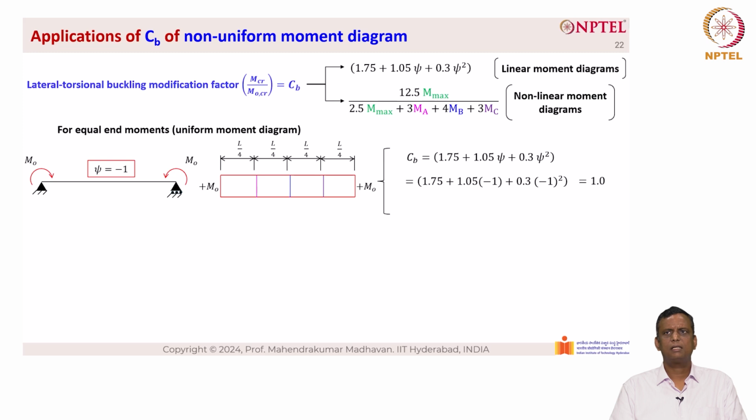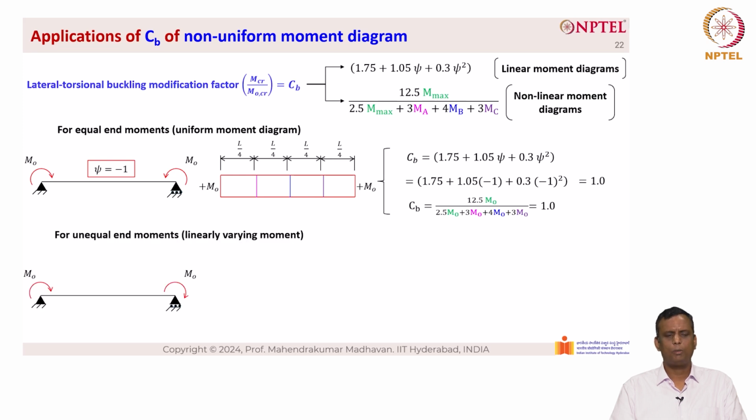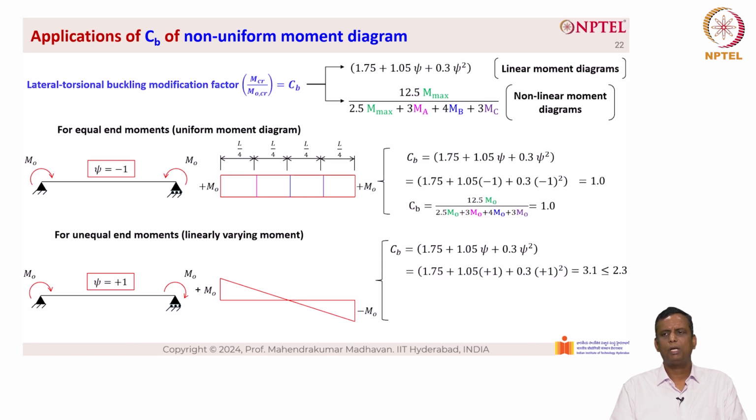And when we consider the bigger equation, which is for nonlinear moment diagrams, we can see that the C sub B is again equal to 1.0, as you can see from the right hand side, because the M0 does not vary along the length of the beam. For unequal end moments, which is linearly varying moment, which is given here in the bending moment diagram, we have C sub B equal to 1.75 plus 1.05 psi plus 0.3 psi square. So when we substitute psi equal to plus 1, we have 3.1. Again, it should be less than or equal to 2.3. So we can take CB equal to 2.3.